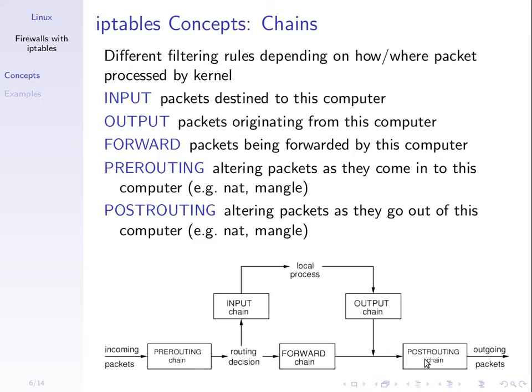There are other chains, but they are not going to be used for our firewall today. Pre-routing and post-routing are used for things like changing or modifying packets. Our firewall, in simplest terms, will either drop or allow packets. But it can do more complex things like modify packets, and that's where the pre-routing and post-routing chains come into play. So just remember: input, packets coming into your computer. Output, packets created by your computer going out. Forward, if you're a router, packets going through.